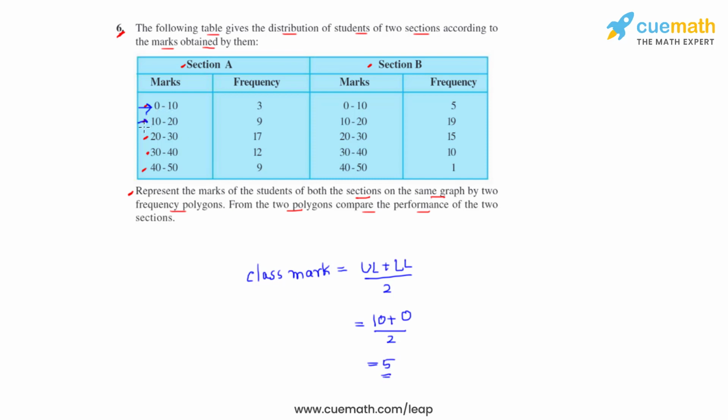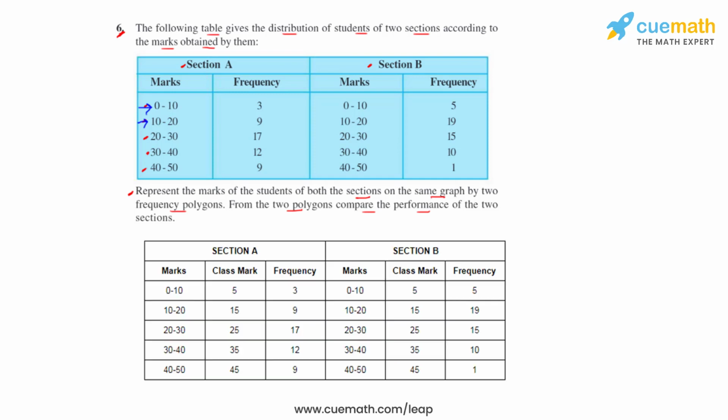Similarly, if we take the second class interval into consideration, we will have to add 20 and 10 and divide it by 2. So we get 30 divided by 2, which gives us 15. So 15 is the class mark for the second class interval. Now the table with inclusion of the class marks for all the class intervals is like this.